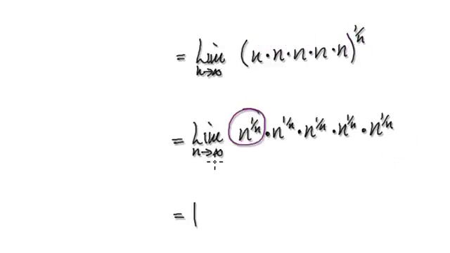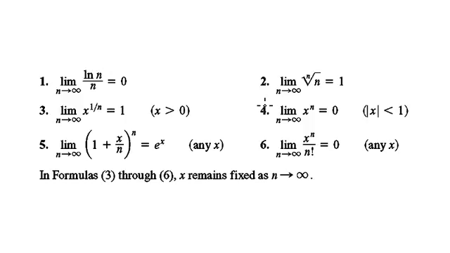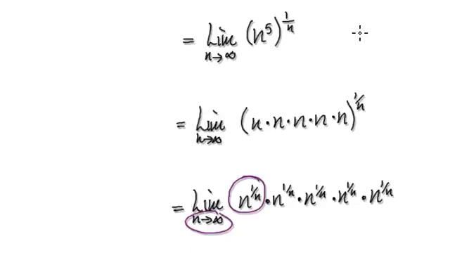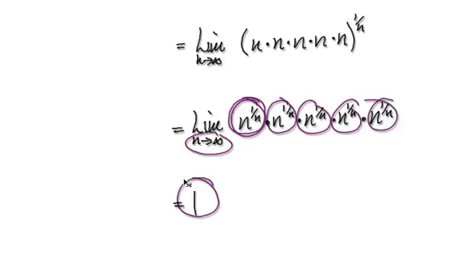Remember the limit of this as n tends to infinity. It is heading towards 1 because of this. So it's really heading towards 1. So this is going to be 1 times 1 times 1 times 1 times 1. The limit will be 1.